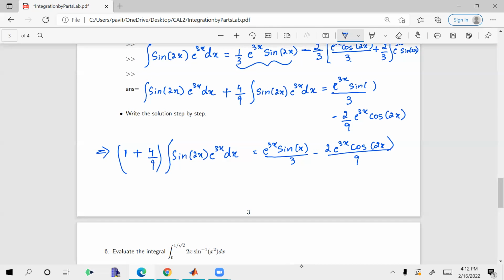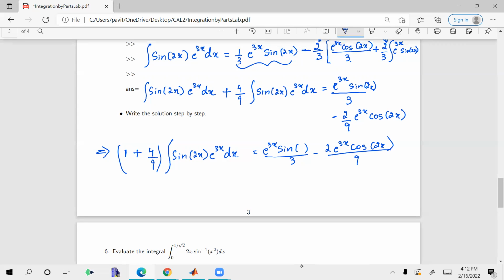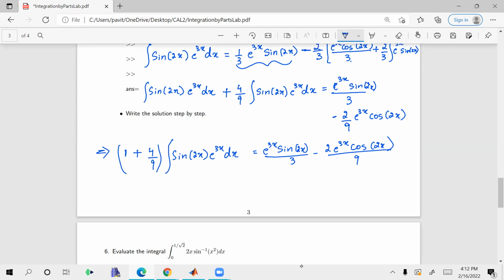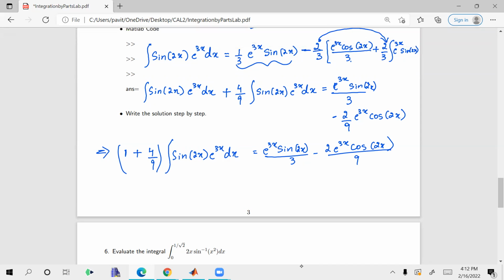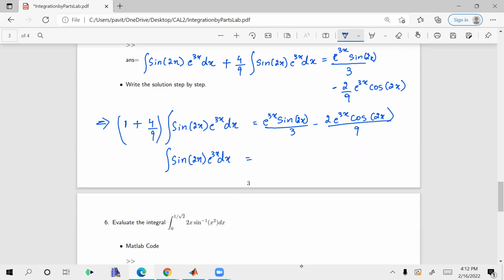So it's 2x. It's a small typo. Okay. Now I'm going to keep the question on the other side. This is the question which was given, right? So 3x dx. So 1 plus 4 by 9.